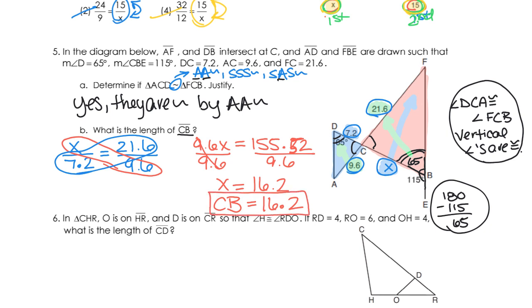So if I put 16.2 up here and I divide here and I divide here, they should come out to be equal. Because they are similar, those fractions have to be equal. They have to have the same ratio.